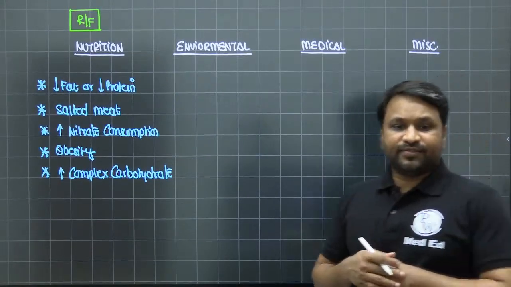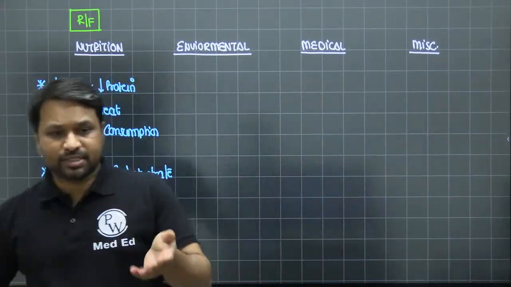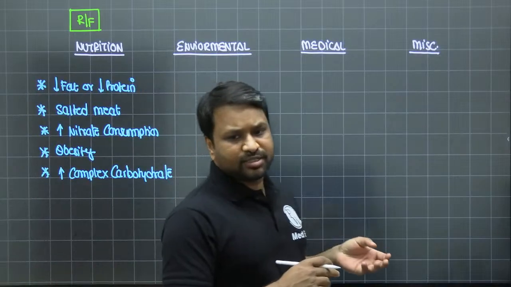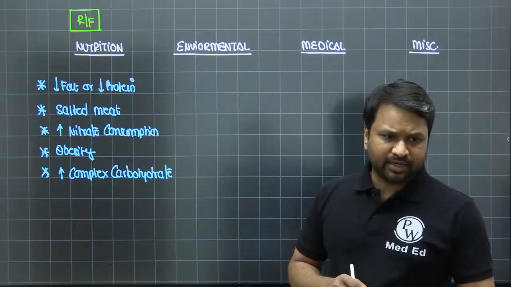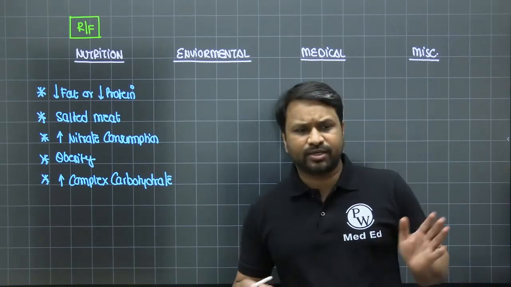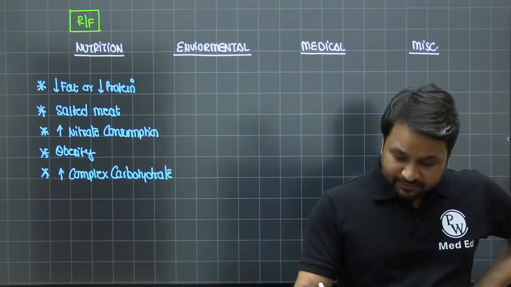So you have the decreased fat or the decreased proteins. Yes, salted meats, high nitrate consumption. Smoked food can also be in the same context of the nitrate consumption, and you have complex carbohydrates as well as obesity.